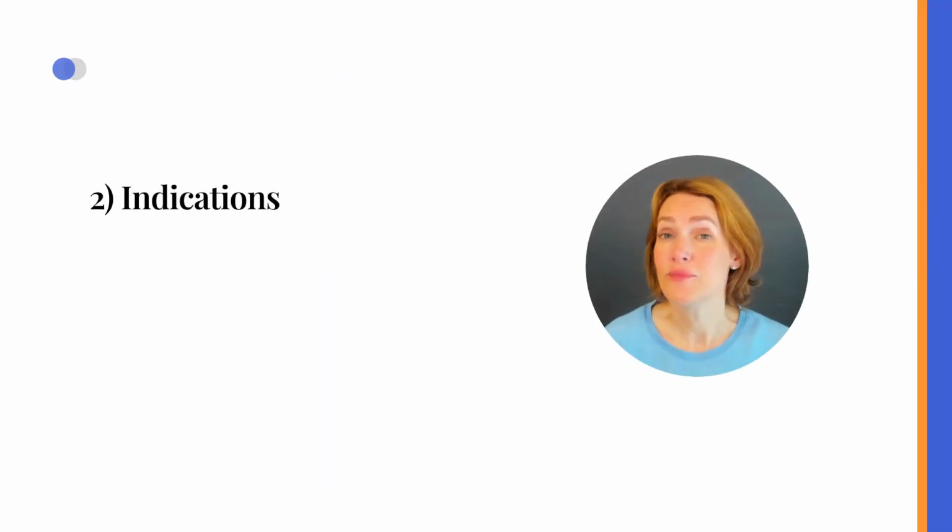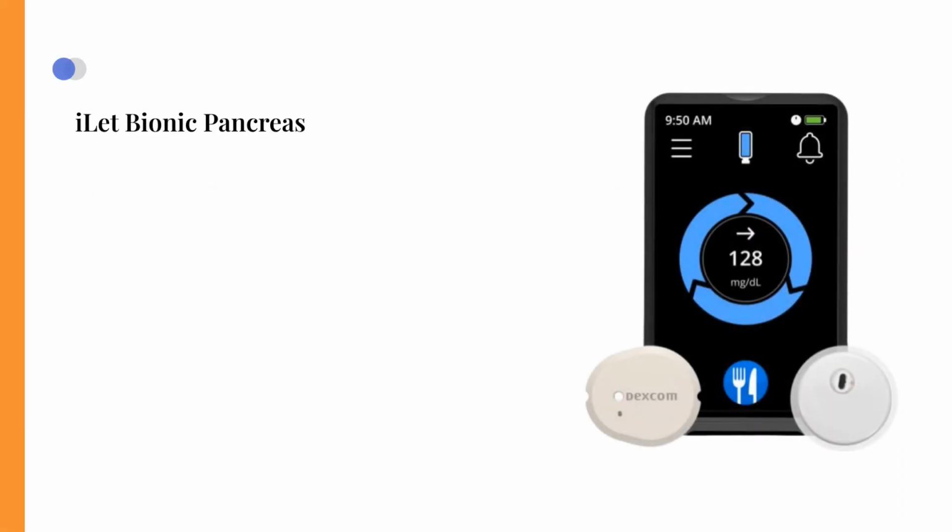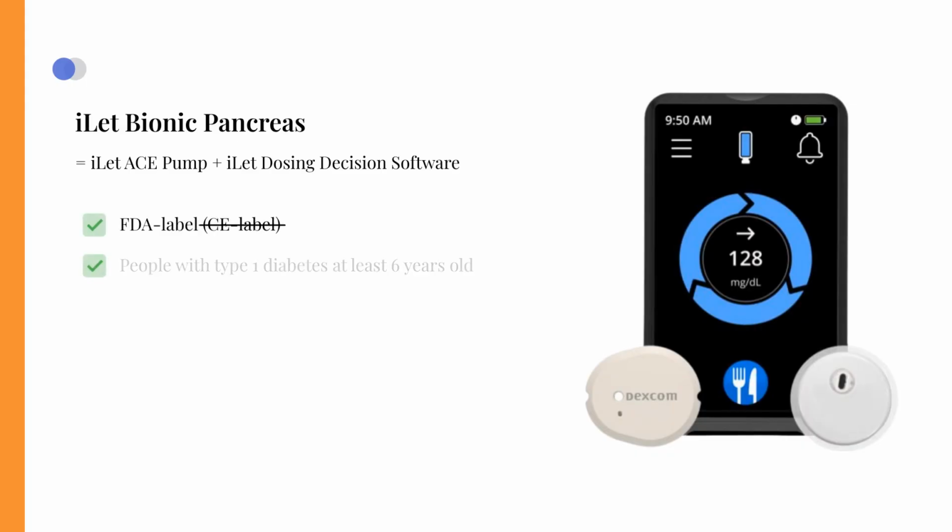2. Indications. The iLet Bionic Pancreas, which consists of the iLet ACE pump and the iLet Dosing Decision software, has an FDA label for use in people with type 1 diabetes who are at least 6 years old. It requires a prescription. The iLet system is designed for single patient use. It is not to be shared.